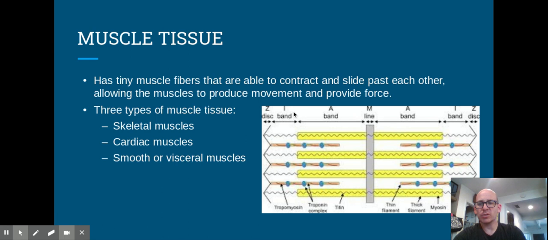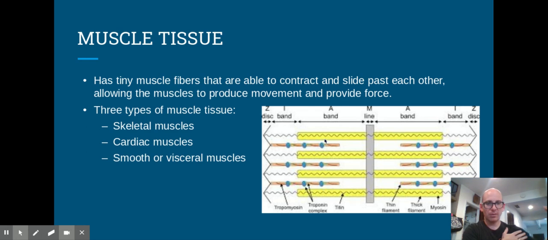Okay, last thing is muscle tissue, the last of the four. So your muscles have tiny fibers that are able to contract and slide past each other. Should have seen this diagram before. So this is what's called a sarcomere, or a muscle unit. And basically you have this fiber sliding past the yellow fiber, changing the overall length of the muscle. So as it contracts, they slide past, shortening the muscle.